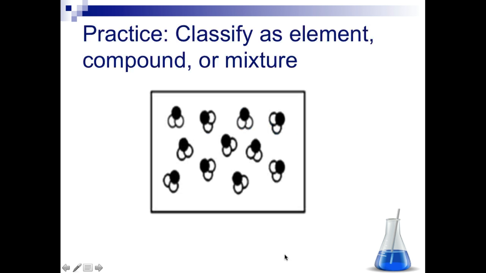So let's look at some practice. How would you classify this picture of a particle diagram? Is this an element, a compound, or a mixture? Pause the video and then unpause when you're ready. What did you come up with? You should have come up with that this is a compound. They're all attached to each other and there's more than one element here. The black elements signify one kind of element and the white spheres signify a different kind of element, and they're all attached to each other, so we're looking at a compound.